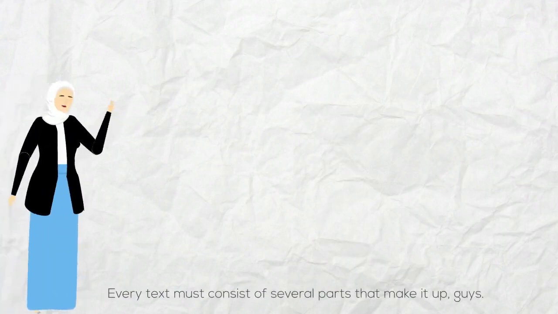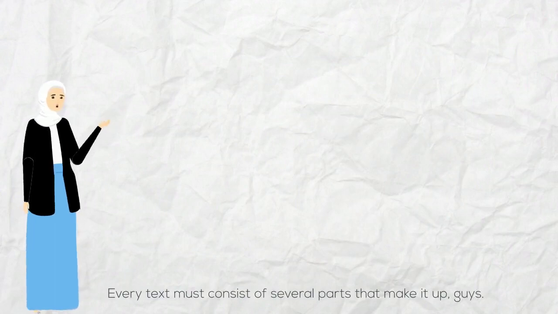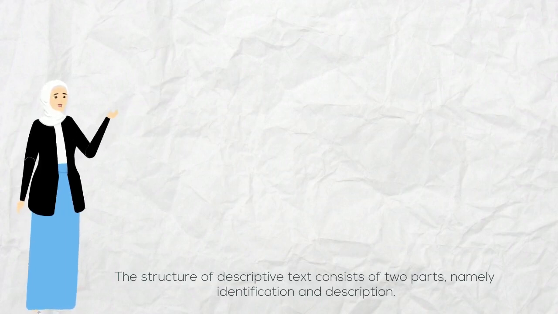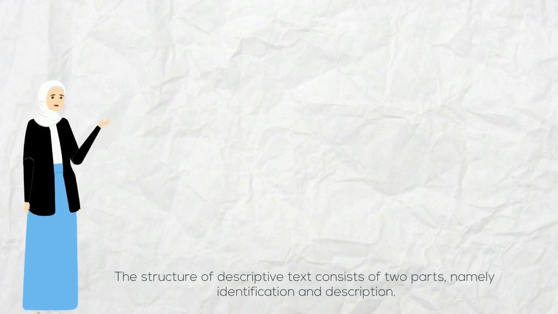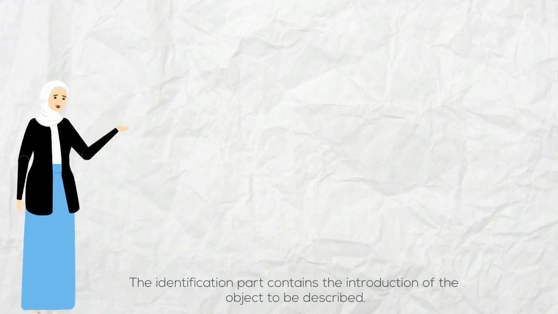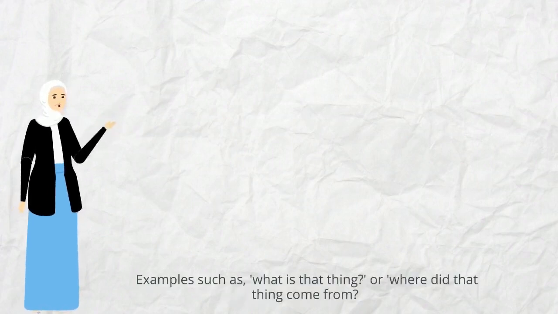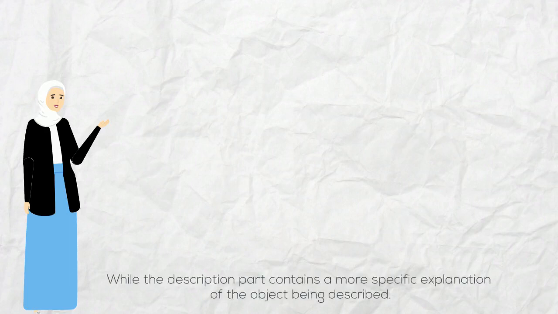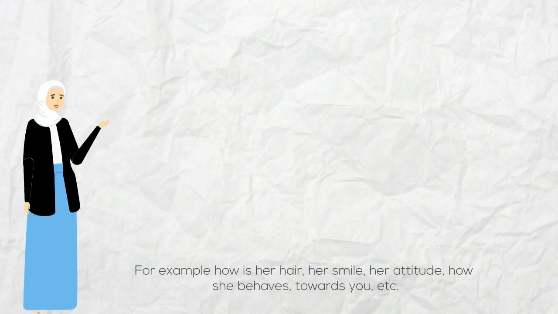Every text must consist of several parts that make it up, guys. The structure of descriptive text consists of two parts, namely identification and description. The identification part contains the introduction of the object to be described, for example, what is that thing, or where did that thing come from? While the description part contains a more specific explanation of the object being described. For example, how is her hair, her smile, her attitude, how she behaves towards you.